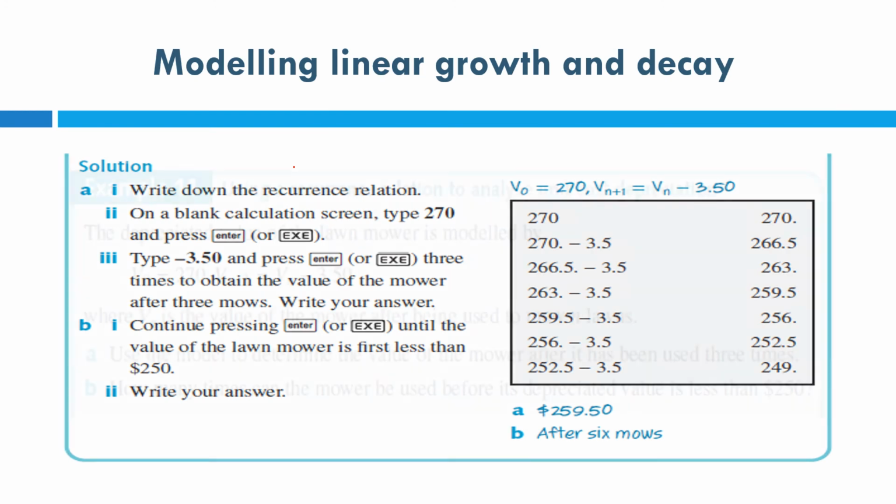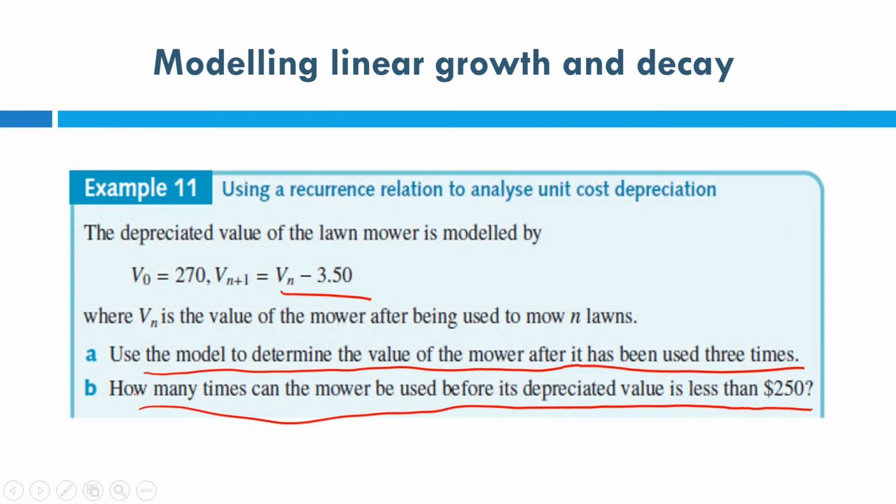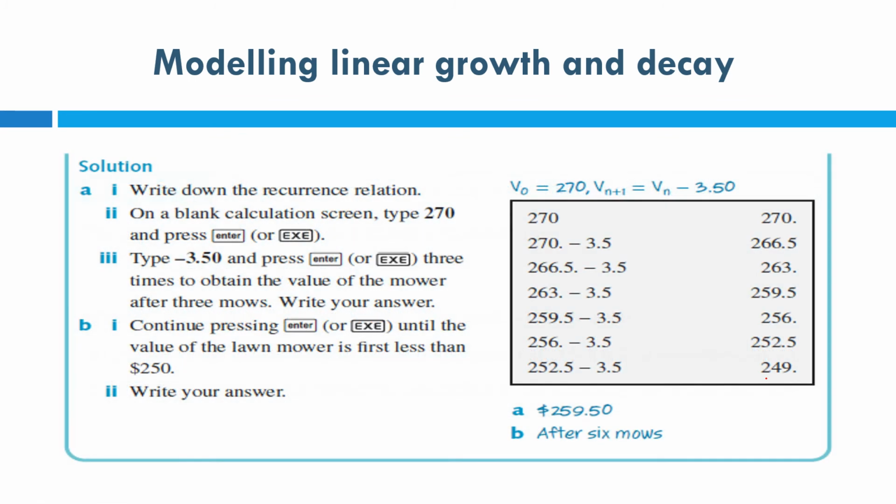Sorry, go back up one. So then part B says, how many times can the mower be used before its depreciated value is less than 250? Less than 250 is right there. After how many mows? 1, 2, 3, 4, 5, 6. After 6 mows, the value is less than 250, at $249.